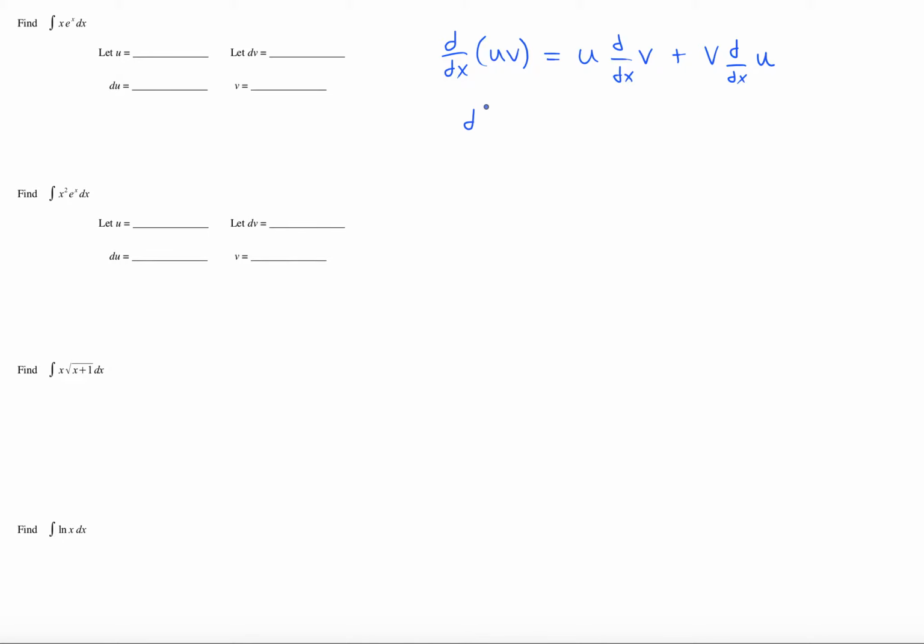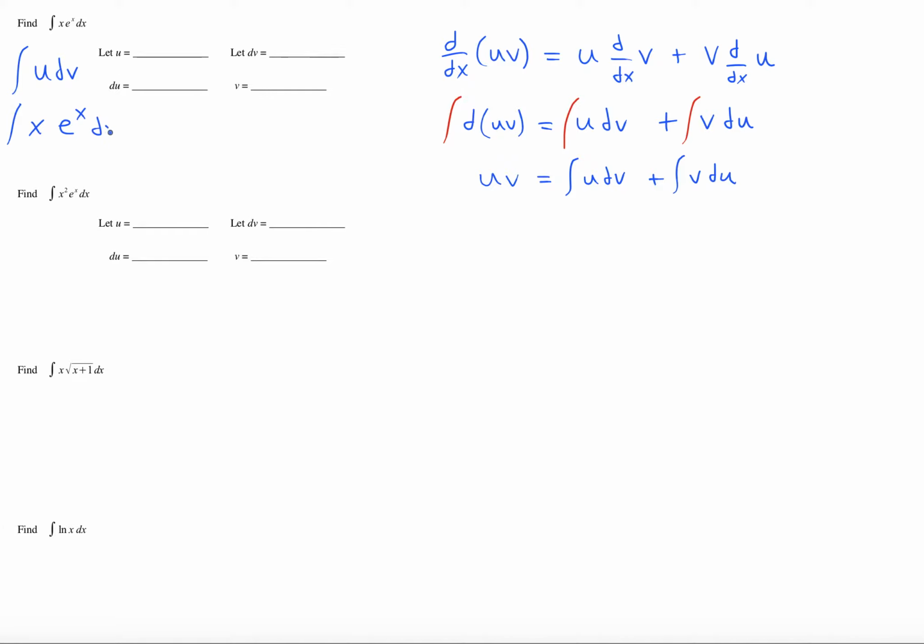We could get rid of the dx part, and then integrate all terms. And we'll get this. How does this help us solve an integral such as x e to the x dx? Well, you may notice that x e to the x dx is a product of two functions. It is in the form of u times dv, where the u part is the x, and the dv part is e to the x dx.